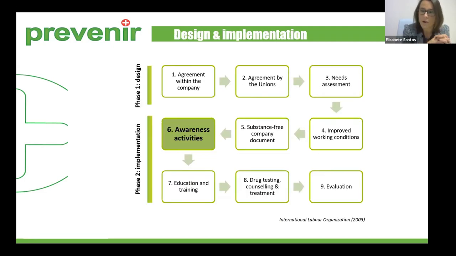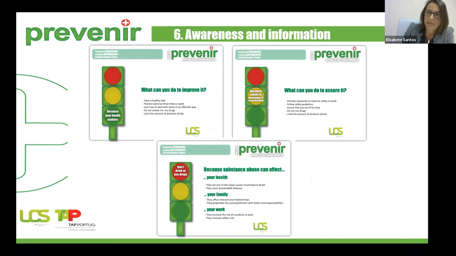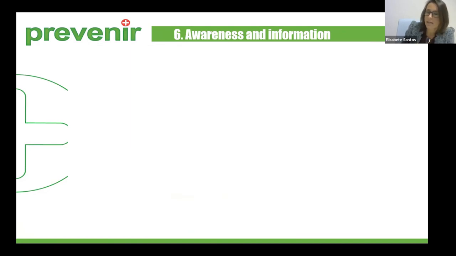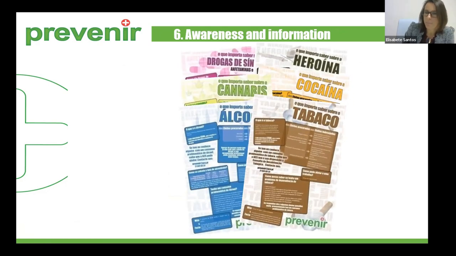Well, now, the first activities that we had really implemented were awareness activities. So we started implementing our program by delivering awareness activities. And within these activities, we developed several materials that started to approach the subject of substance use as a health problem that has an impact on the safety of everyone. And that's the reason why companies started to implement measures to prevent and to control substance use within the workplace. So we also developed materials for each substance that were addressed within the company policy.